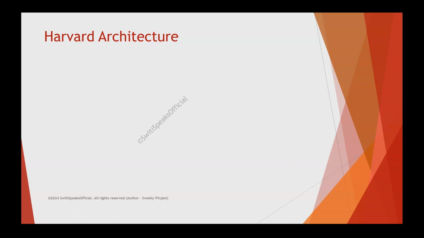Let's get started. If you remember, in von Neumann architecture, we told that instruction and data are stored in the same memory. The major difference between von Neumann and Harvard architecture is that in Harvard architecture, both your instruction and data have separate memory, not the same memory. So you will have instruction memory separate and data memory separate in case of Harvard architecture.